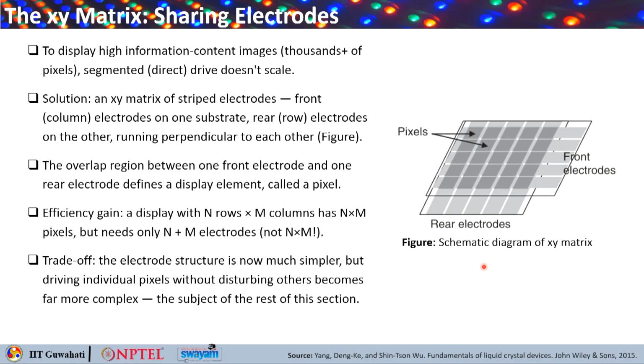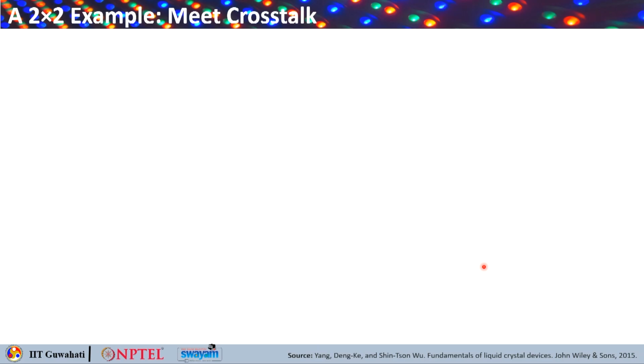However, there is a catch, because now the pixels basically share electrodes with their neighbors. You cannot simply turn on one electrode pair without some voltage inevitably appearing across the other pixels too. That means driving the matrix correctly becomes a real engineering problem, which is what we will be discussing in the next section. So that means there will be crosstalk.